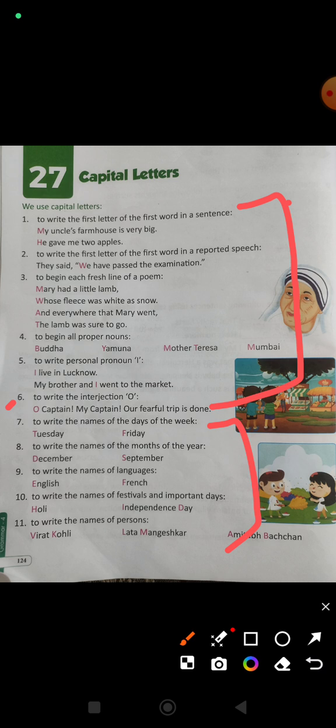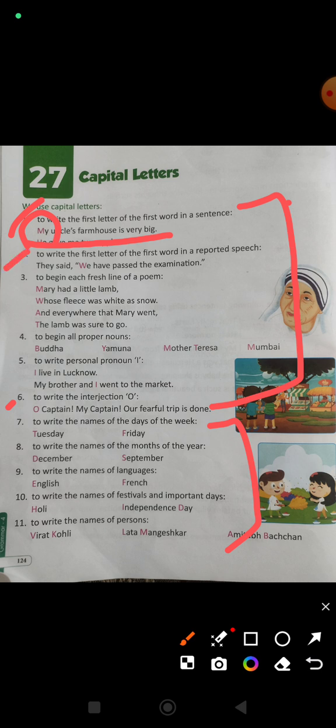Before ending this video, let me explain once again, in short. Rule number 1 is to write the first letter of the first word in a sentence. The first letter of the first word in a sentence should be capital always. When you write a sentence, always make the first letter of the first word capital. As you can see in this example, my uncle's farmhouse is very big. M is capital.